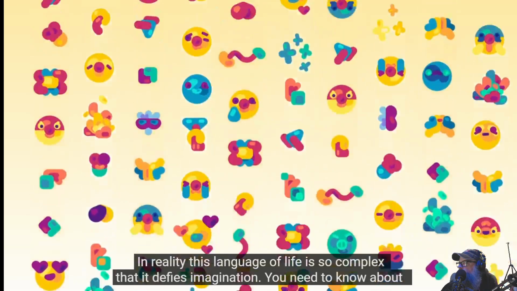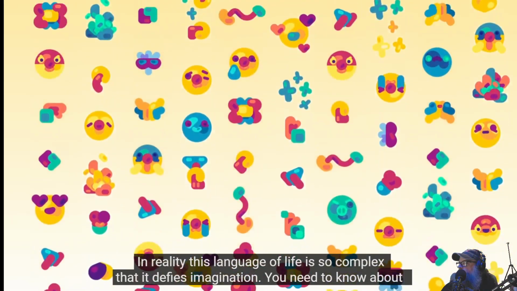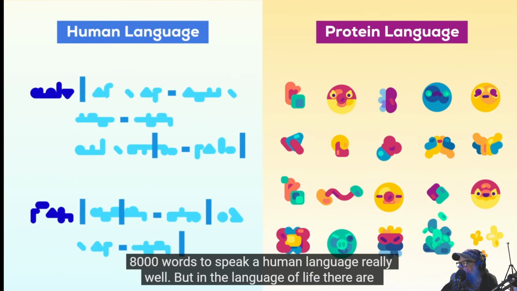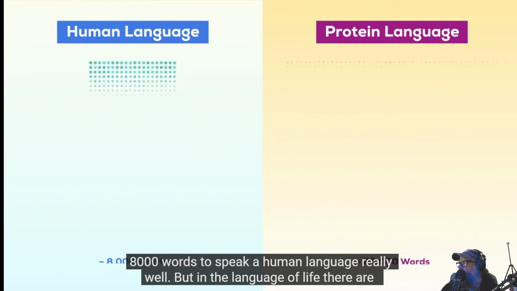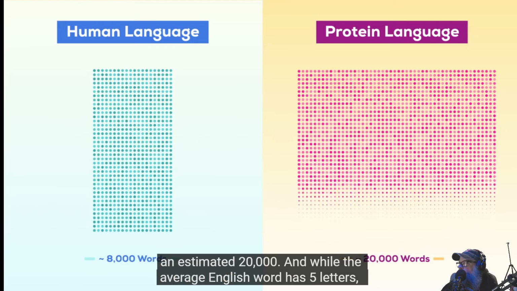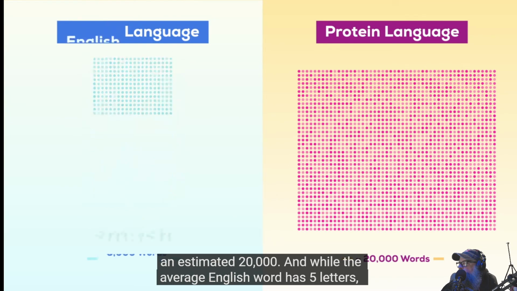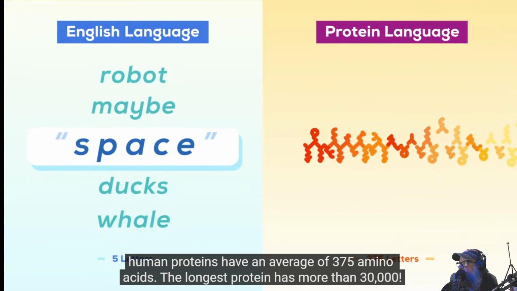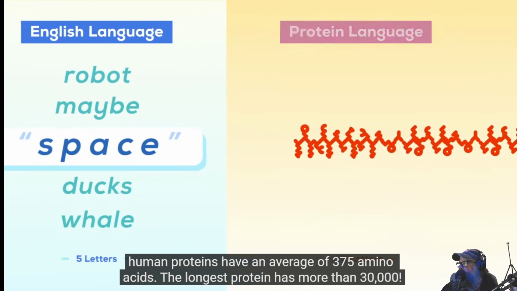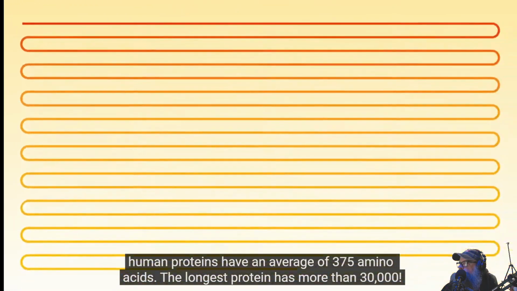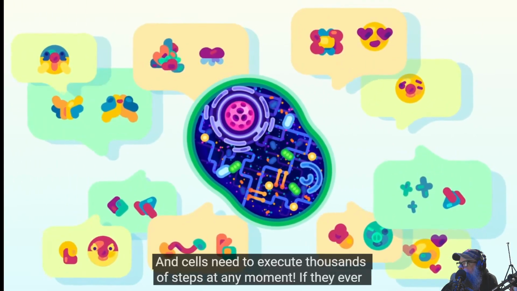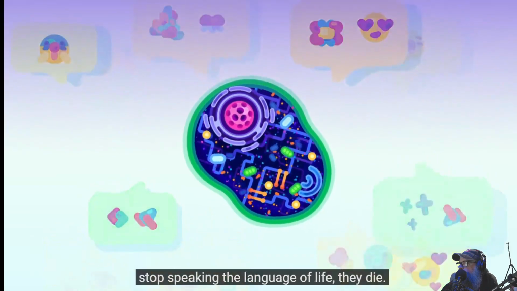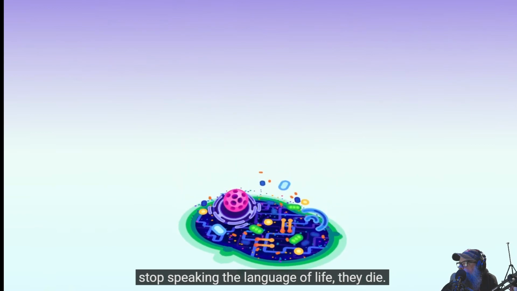In reality, this language of life is so complex that it defies imagination. You need to know about 8,000 words to speak a human language really well. But in the language of life, there are an estimated 20,000. And while the average English word has 5 letters, human proteins have an average of 375 amino acids. The longest protein has more than 30,000. And cells need to execute thousands of steps at any moment. If they ever stop speaking the language of life, they die.